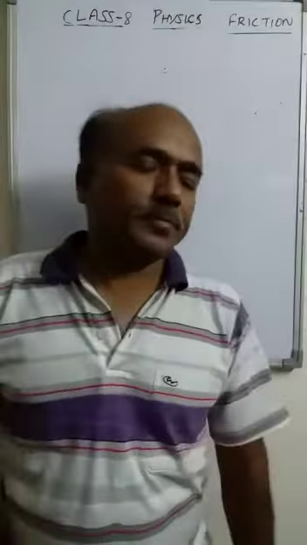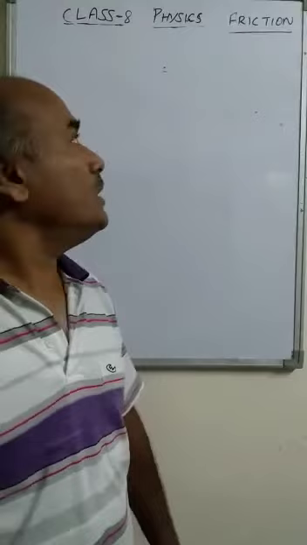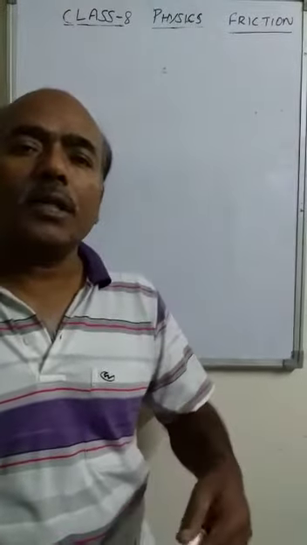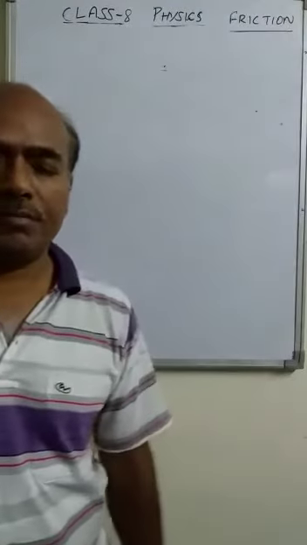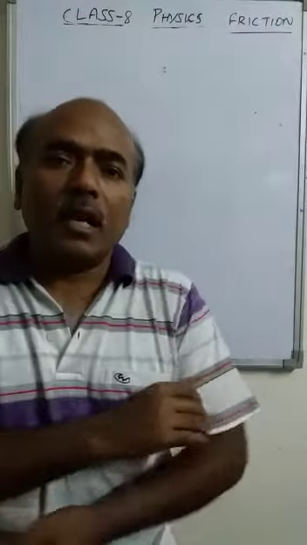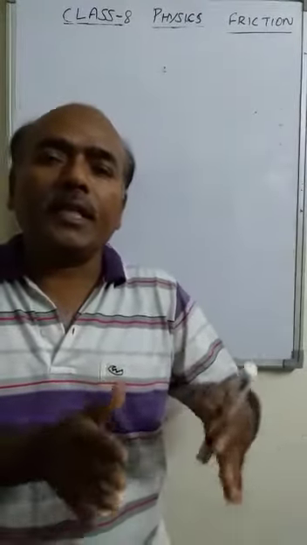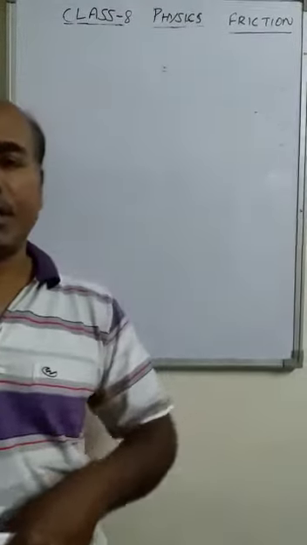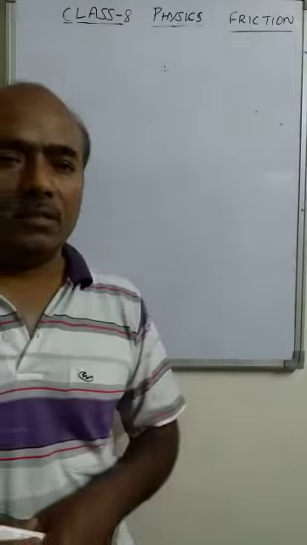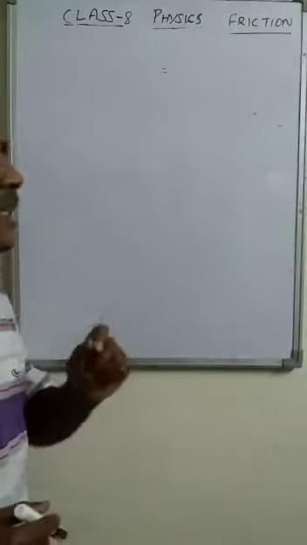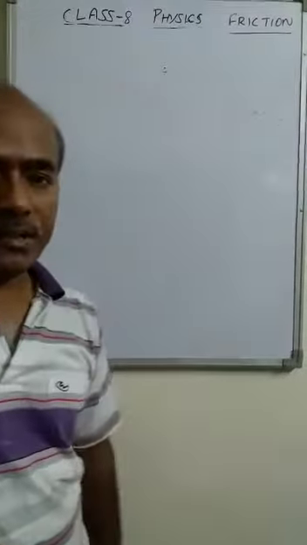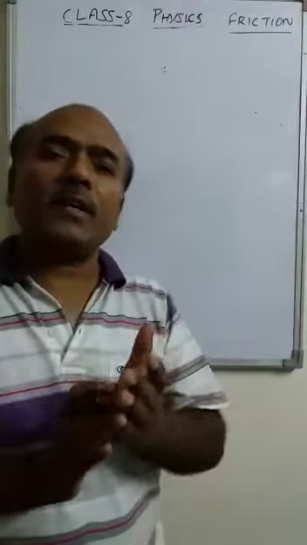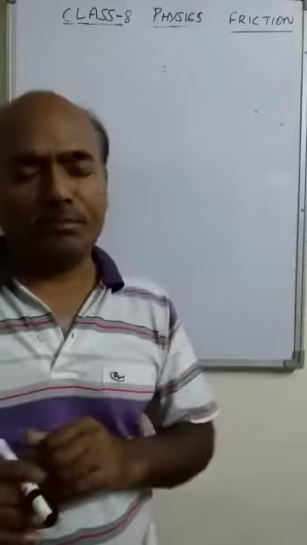Hello children. In the last video, we started with how friction arises, that is, how the irregularities present on the surface oppose the motion of an object. For that, let us take two surfaces, and both the surfaces have irregularities on them.